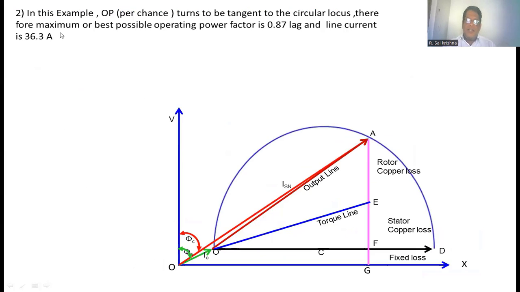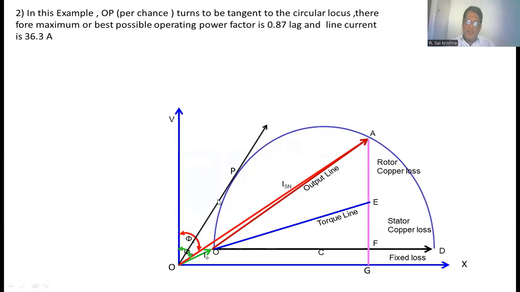The second parameter is: what is the maximum current taken by the induction motor and what is the possible maximum power factor? To find the maximum possible power factor, from O you have to draw a line which is tangent to the circle. The point where this line touches the circle, you take as P. Now, the length OP is nothing but the maximum current taken by the induction motor. The cos of the angle between OP and V is nothing but the maximum power factor.